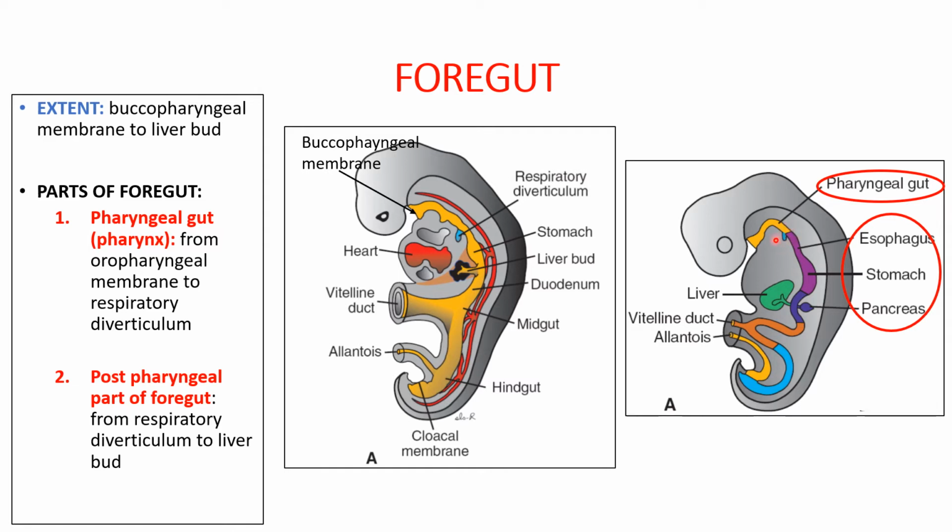So another important landmark, the respiratory diverticulum, is going to divide the foregut into a pharyngeal part between the buccopharyngeal membrane and the respiratory diverticulum, and distal from the respiratory diverticulum till the level of the liver bud is the postpharyngeal part of the foregut.